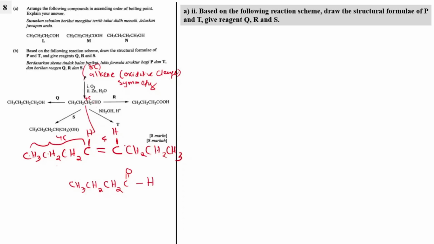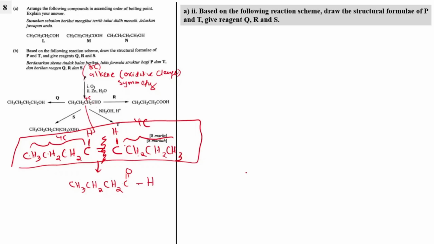Okay, so when it undergoes ozonolysis, the left hand side here will produce this product, and the right hand side will also produce this product by undergoing the process of ozonolysis. And therefore, we know that this alkene will be the answer. So our P here is going to be an alkene with 8 carbons, 1, 2, 3, 4, 5, 6, 7, 8, and the carbon-carbon double bond is going to be symmetrical on the left hand side and on the right hand side.